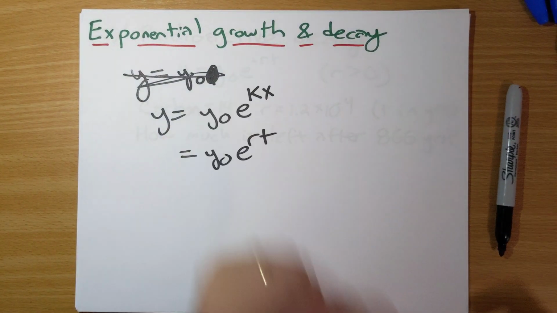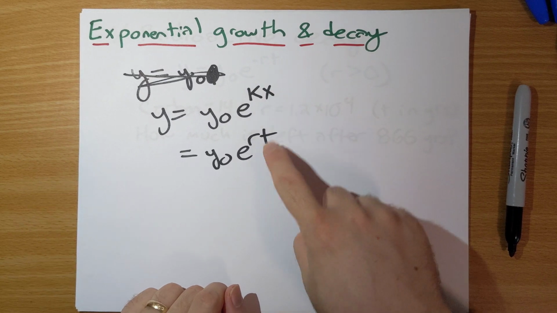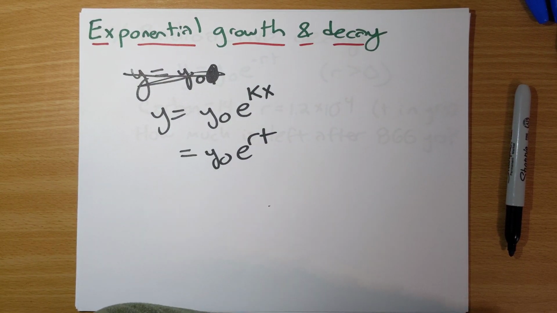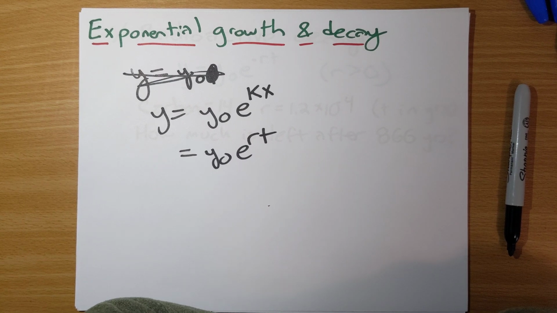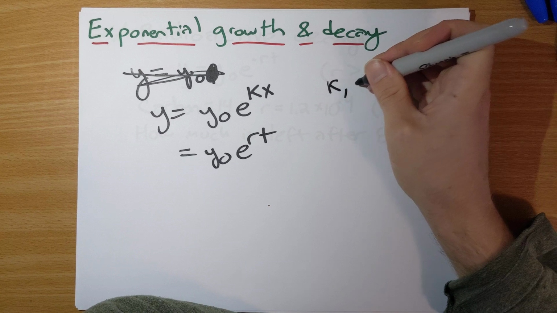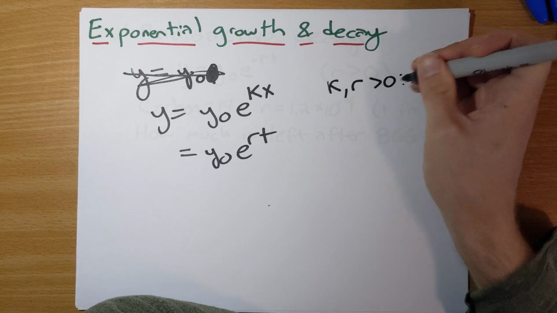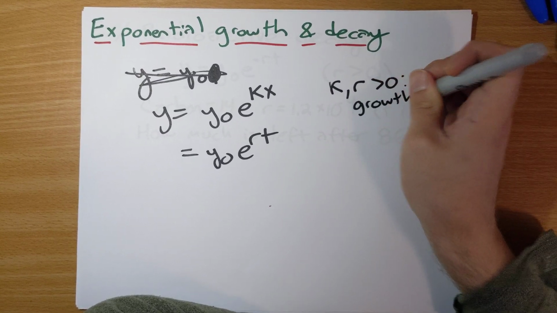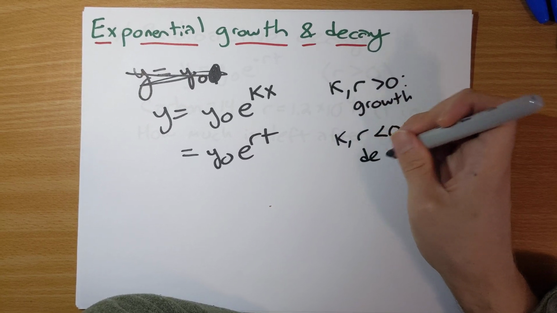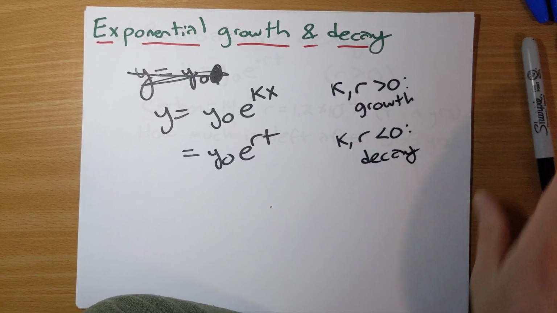Depending on whether you're using x as your variable or t as your variable, k and r are both going to be constants here. These represent exponential growth and decay. If k or r are positive, this is exponential growth. And if k or r are negative, this is exponential decay.